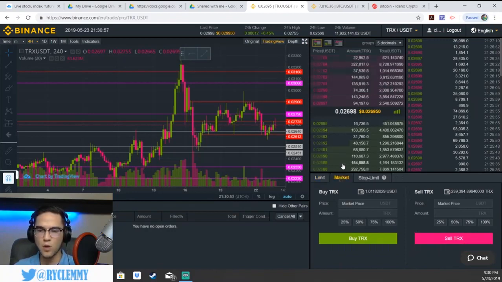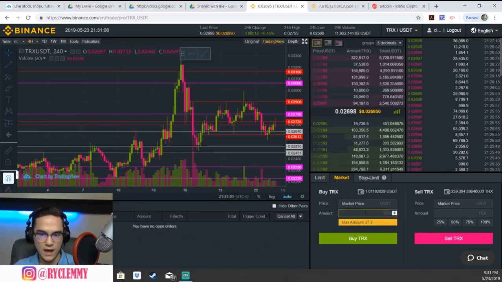Now, you mostly want to stay away from market orders. What market orders are is, let's say I wanted to buy 5,000 Tron. As soon as I hit buy, it's just going to start buying these orders off of this chart until the amount is filled. There's no limit price, there's no set price. It's just going to fill orders until you get all of the Tron that you requested. So it could be at a bunch of different prices.